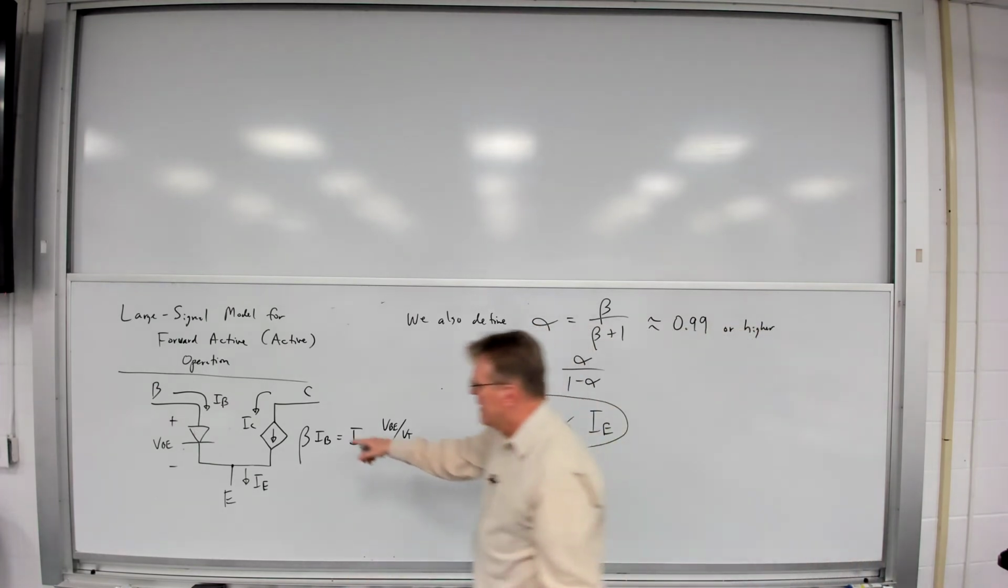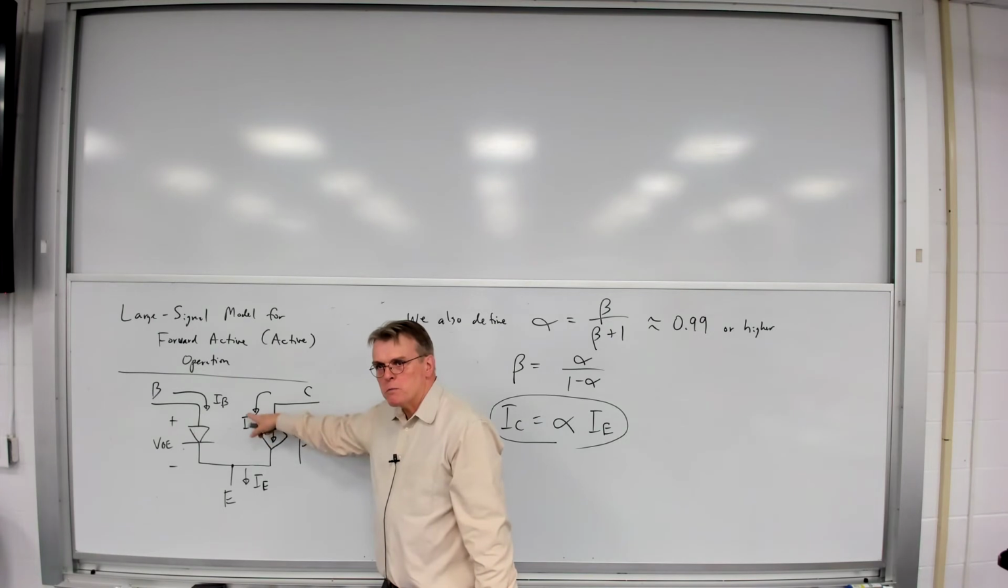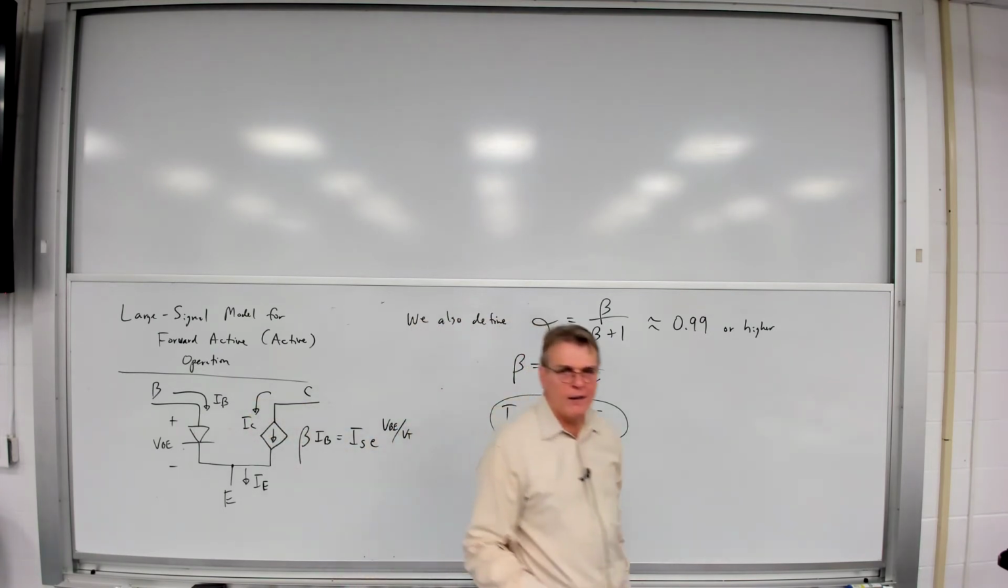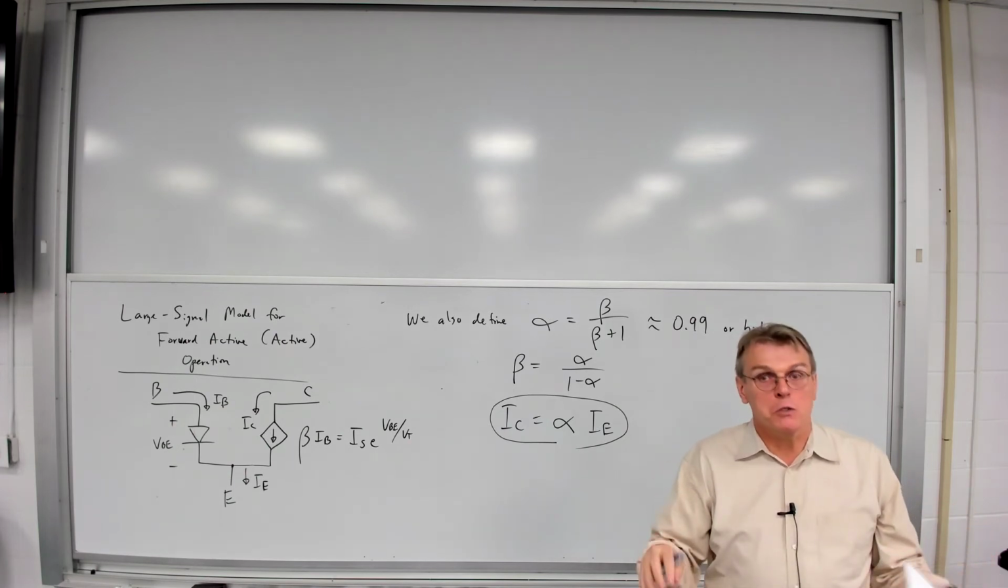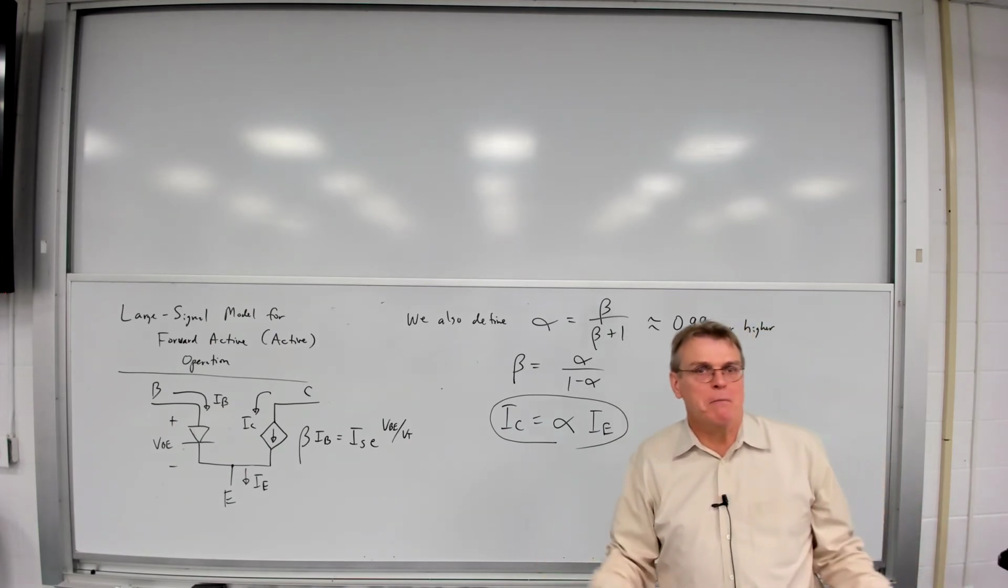And notice this dependent current source behavior. As we're going to see later on, the fact that these transistors behave like current sources, or dependent current sources, is what makes them useful as amplifier circuits.